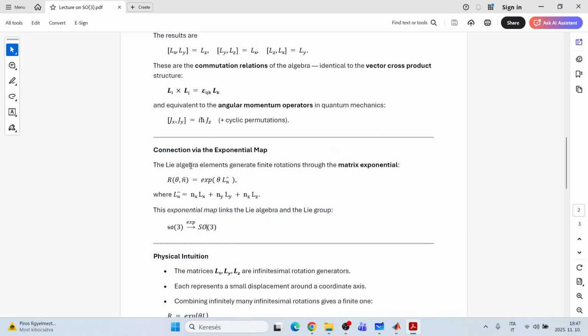In this video, I would like to say more on the Lie algebra elements that generate finite rotations through the matrix exponential. So I will show you that this matrix exponential indeed can describe a generic rotation around an axis which is given by the direction of a vector n. So it's a unit vector n. I will show you with MATLAB.